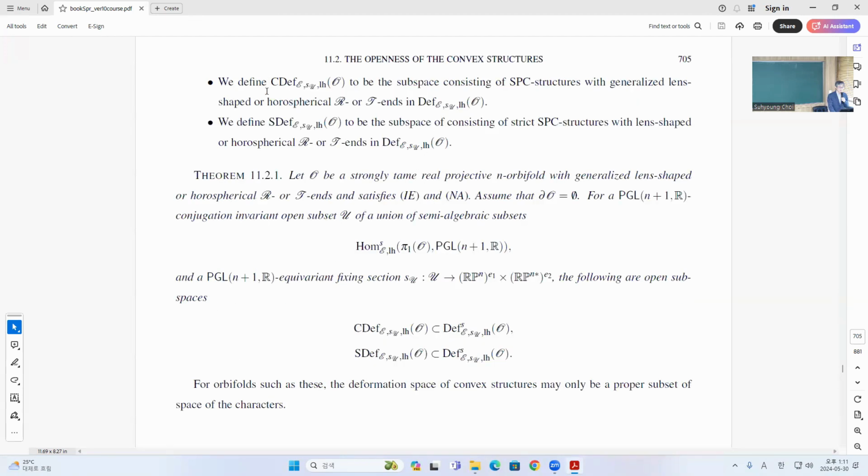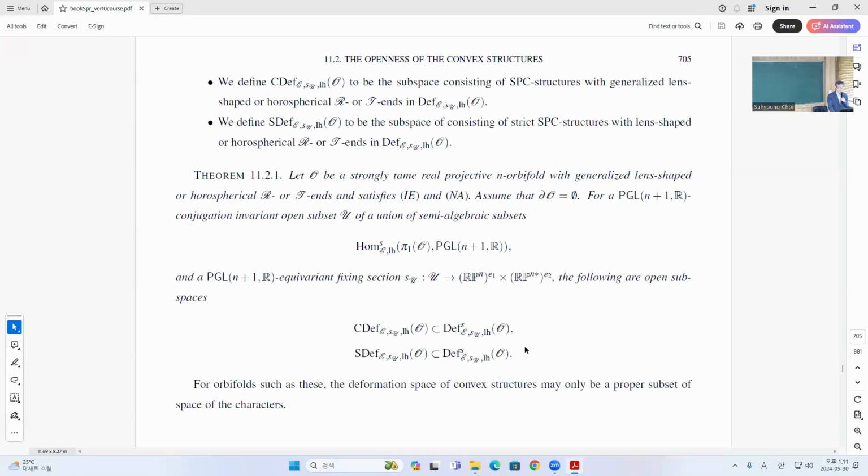reducible normally. So CDEP is the same, only requiring the convex projective structures, and SDEP to be the ones with the strict SPC structures. So the main theorem here is that in this space, given this section, these spaces are in these whole spaces an open subspace in here.